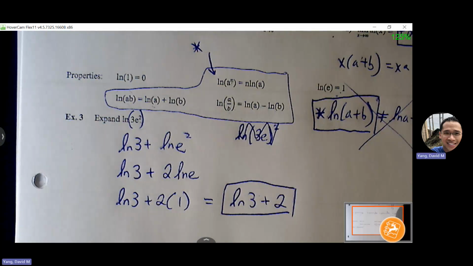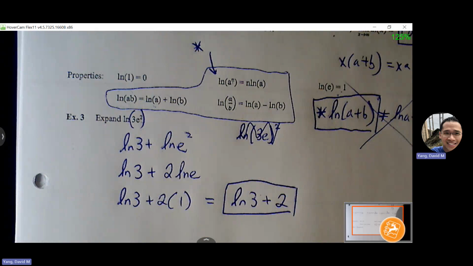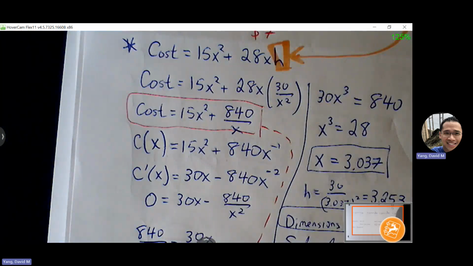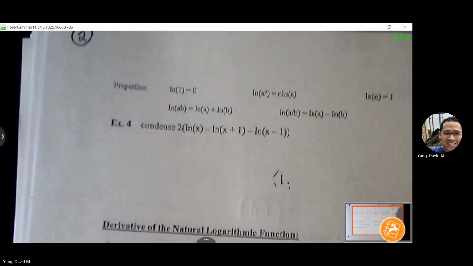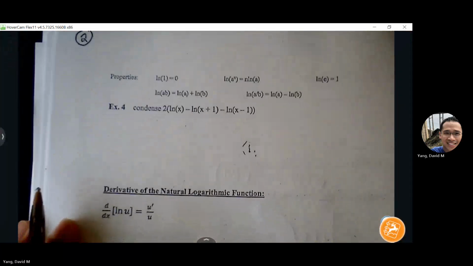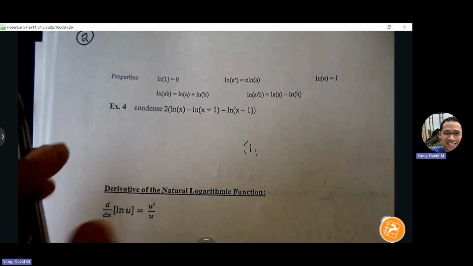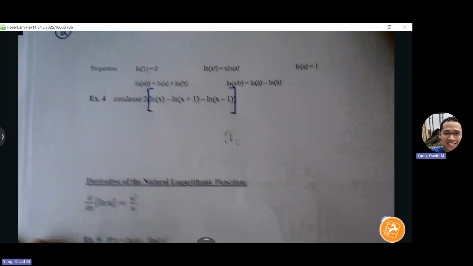Okay, condensing is where we're taking something that is all separated, and we're going to merge it all into one log or one natural log expression. So let's look at example 4. It says condense 2 natural log of x minus natural log of x plus 1 minus natural log of x minus 1. So there's a big bracket here. That 2 we're going to handle last. We're going to handle what's inside the bracket first.